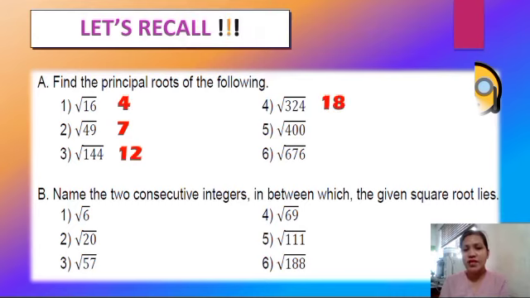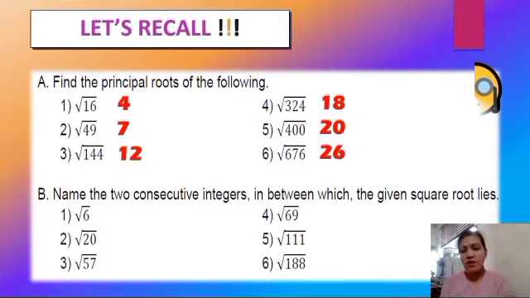The square root of 324 is 18. The square root of 400 is 20. And the square root of 676 is 26. So 4, 7, 12, 18, 20, and 26 are what we call principal roots. The square roots of 16, 49, 144, 324, 400, 676 are what we call the radicand, and they are perfect square numbers.